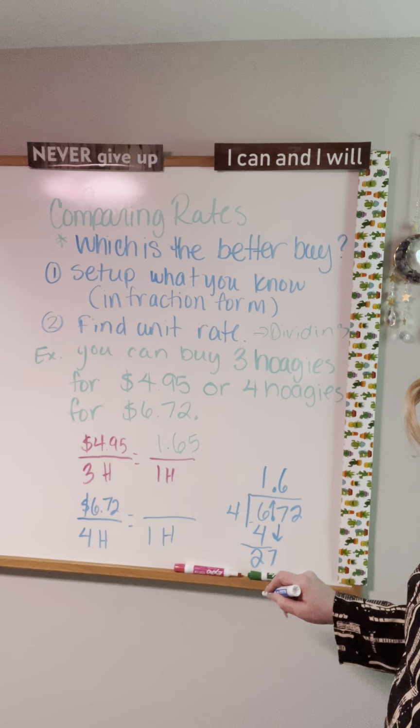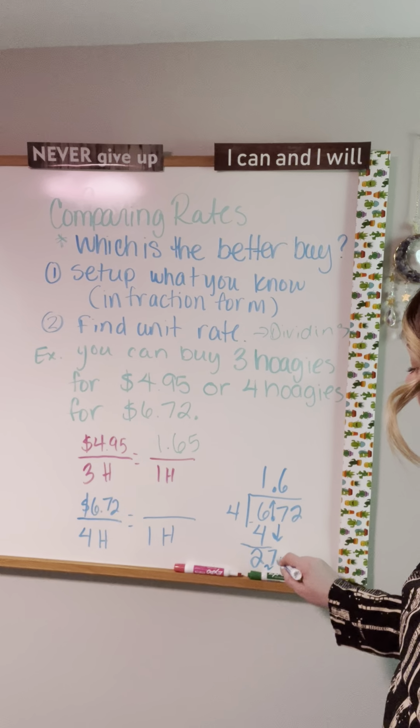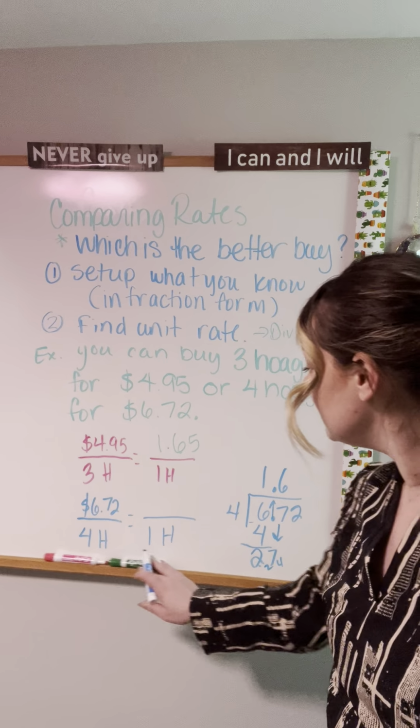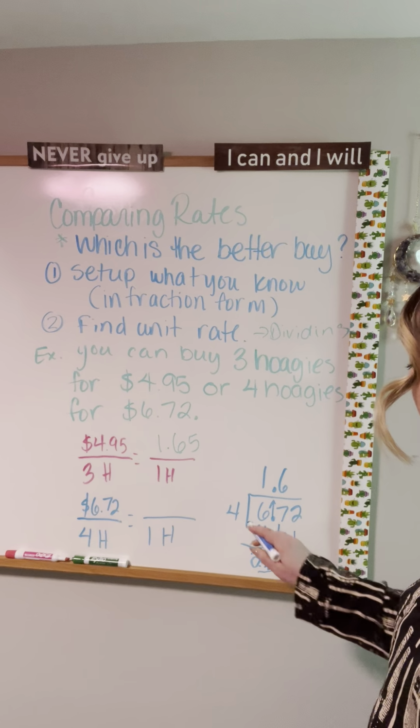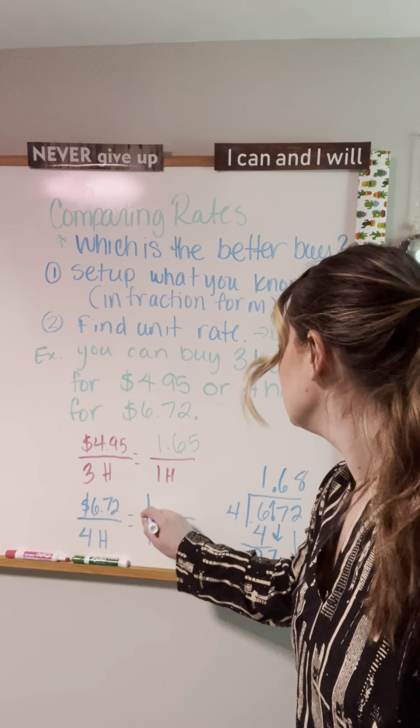4 goes into 27 6 times. 4 times 6 is 24. Oh my gosh, I ran out of space, y'all. Oh, we're left with 3. Bring down the 2. And 4 goes into 32 8 times.